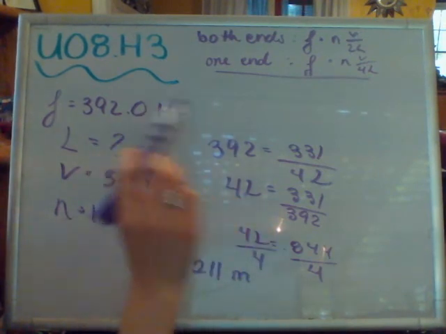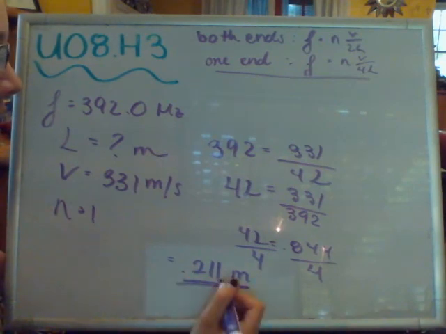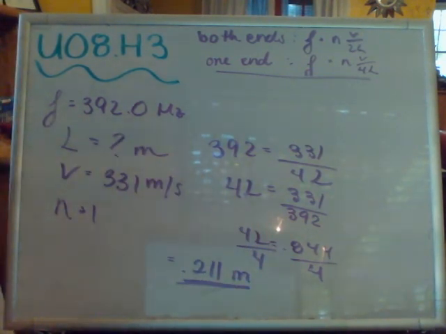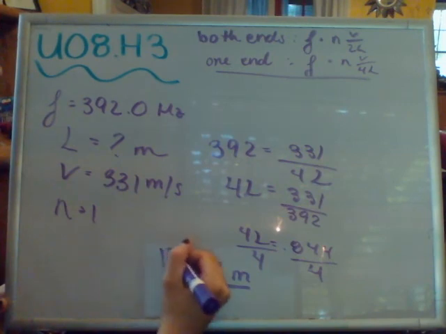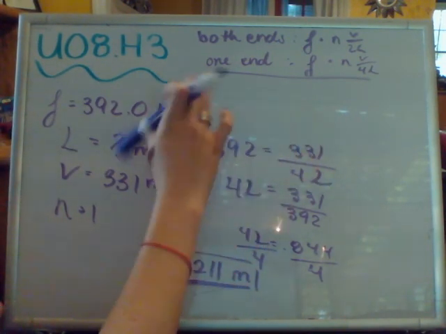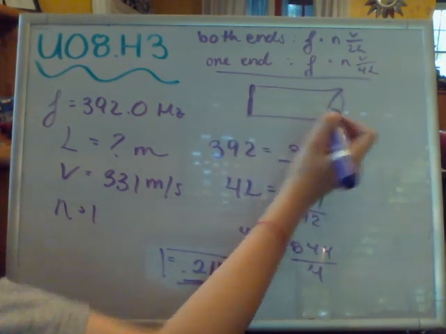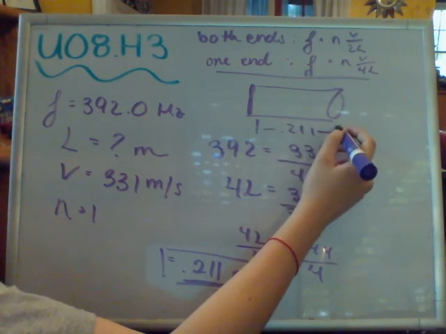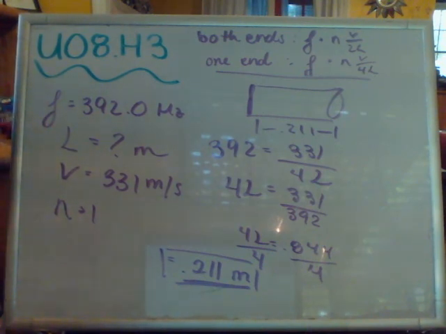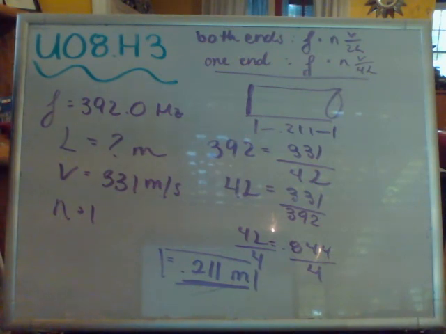And you can substitute this, and if you do it all over again, you can plug this into the L to make sure that you have it right. So let's just do that real quick. And that does come out to be right. So the length of the pipe, which is closed at one end, is going to look like this. The length of it is 0.211. And that is how you solve for standing waves in vibrating air columns that are both open and closed at one end.